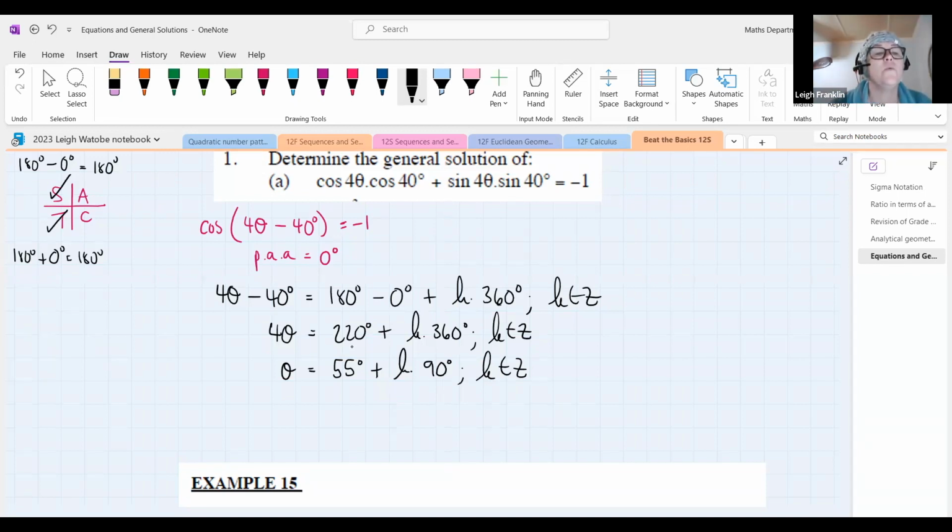So this was quadrant 2. In this particular case, quadrant 3 gives us the exact same answer because whether we add 0 to 180 or subtract 0 from 180, it's not going to change this 180. So we do not need to do the second general solution to get the same answer.